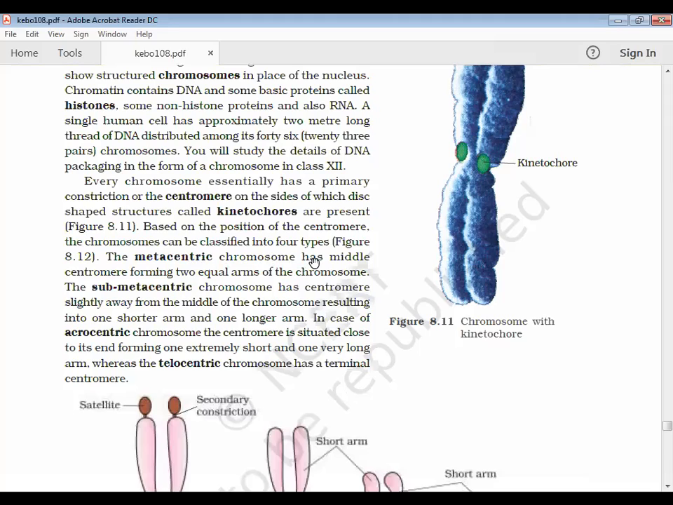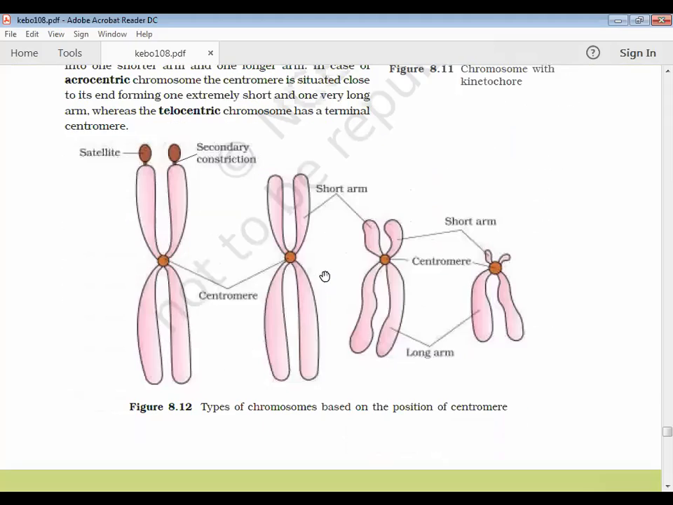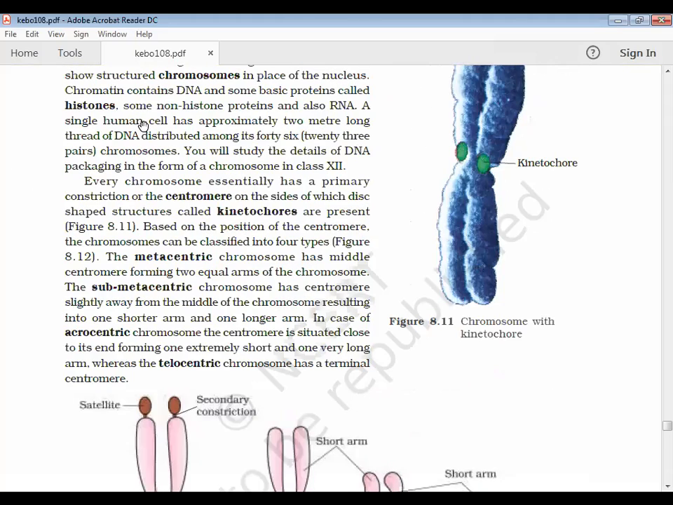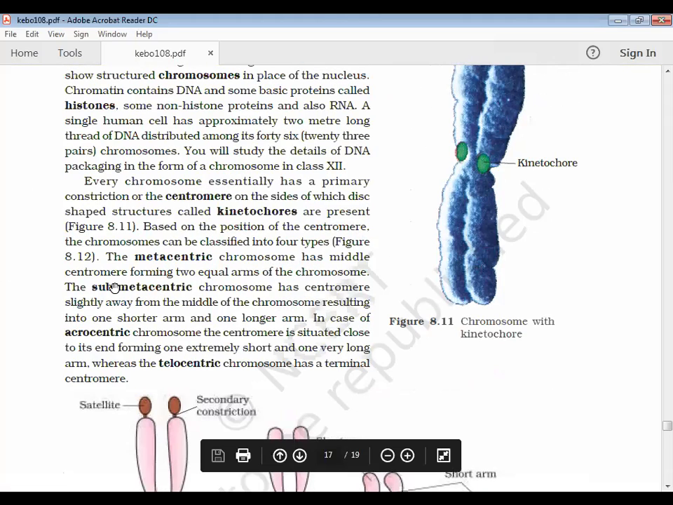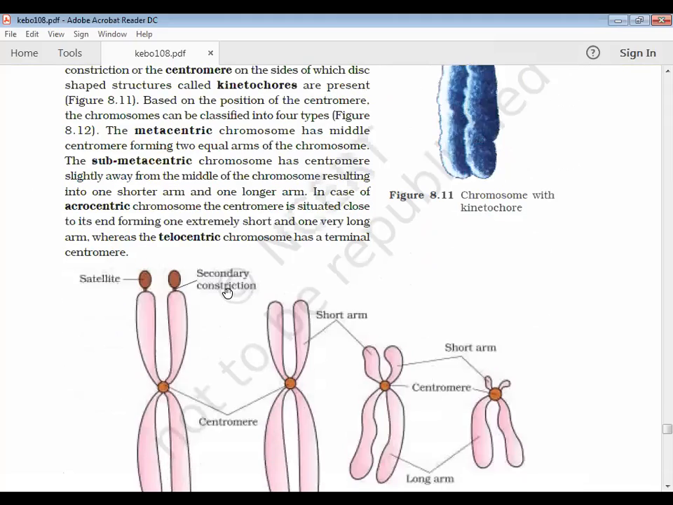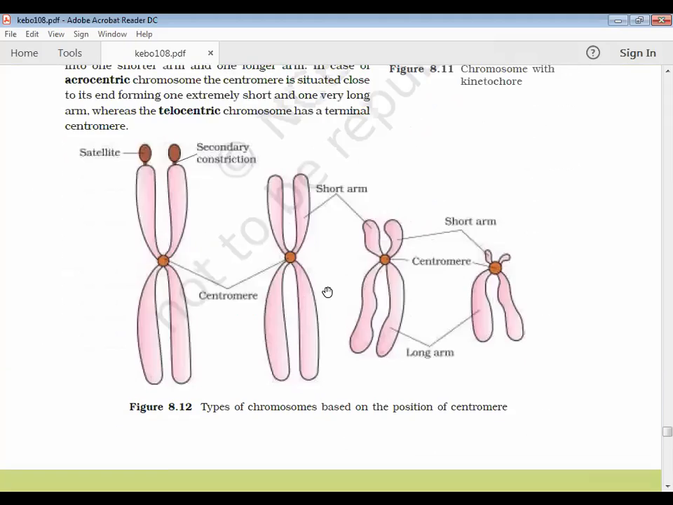The metacentric chromosome has a middle centromere, forming two equal arms of the chromosome, as in the diagram. Submetacentric chromosomes have the centromere slightly away from the middle of the chromosome, resulting in one shorter arm and one longer arm.